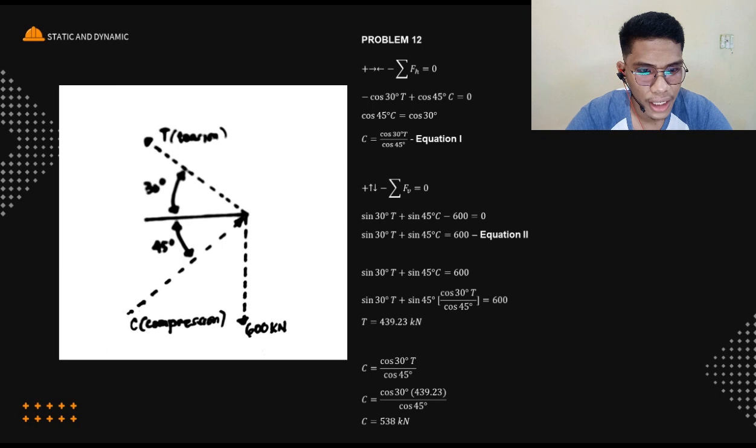And now that we have the T, ang gawin po natin is, substitute naman po natin siya, gamitin natin yung equation number 1 natin, which is C is equal to cosine 30T over cosine 45. Then, substitute po natin yung value ng T na 439.23. Then, makukuha po natin ang ating C, which is 538 kilonewton. So, ang ating tensile force po dun sa cable is 439.23 kilonewton, and then yung C po natin, or yung compressive force po natin, is 538 kilonewton doon naman po sa boom.